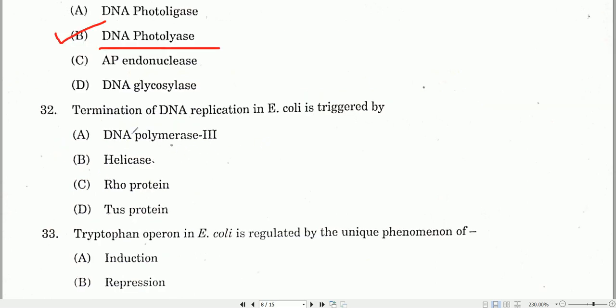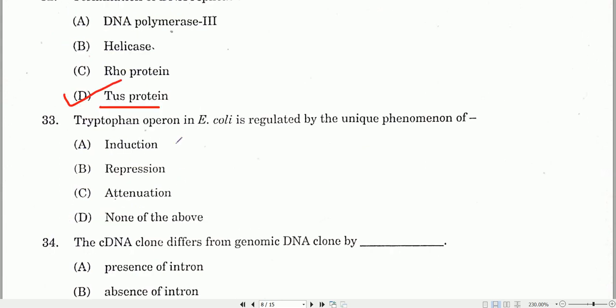Coming to question number 32. Termination of DNA replication in E. coli is triggered by, so that will be your Tus protein. Coming to question number 33. Tryptophan operon in E. coli is regulated by the unique phenomenon of, that will be repression. Okay. So lac operon is the inducible operon and tryptophan is the repressible operon. So in that case you can say the tryptophan operon is a kind of repression.